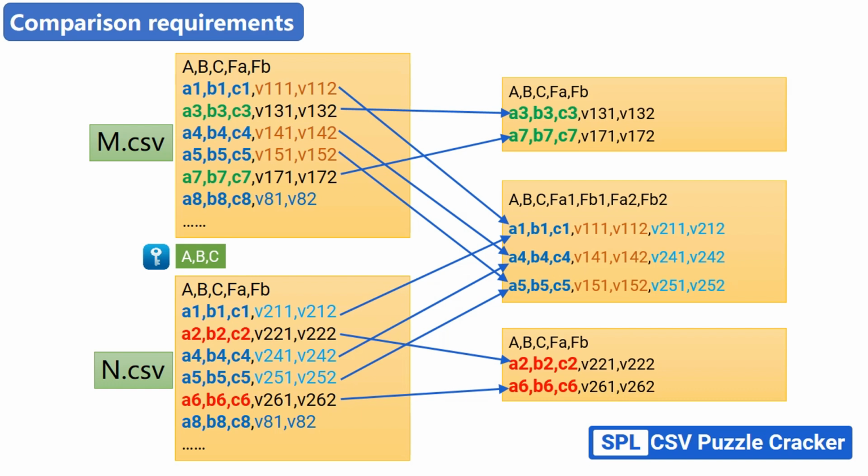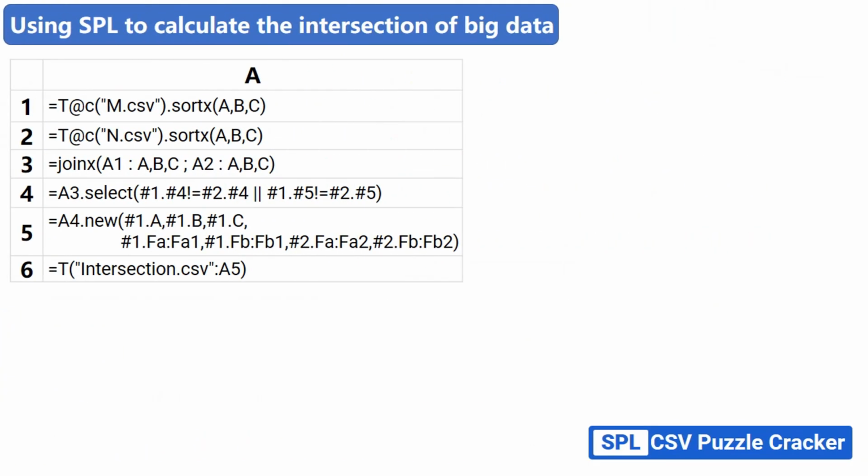When comparing two datasets, it is necessary to align them by primary key, which makes it easier to sort them first. However, retrieving and sorting large files can be cumbersome. SPL has specialized big data sorting and join functions, making it easy to calculate intersection and difference sets.